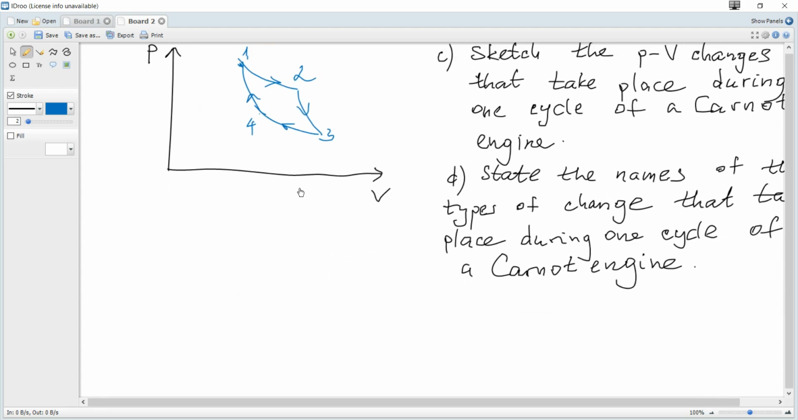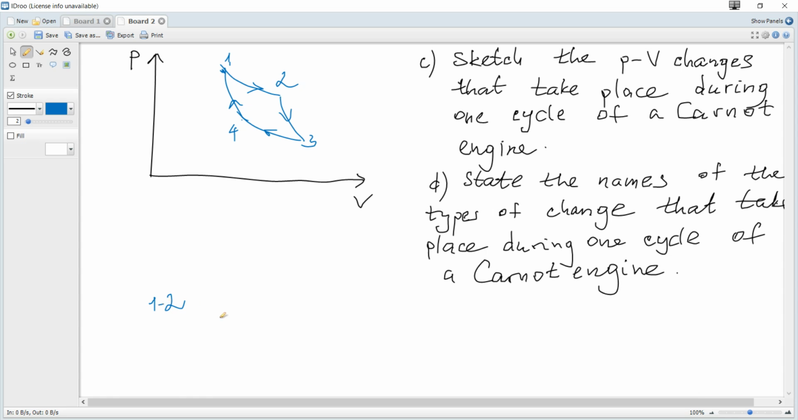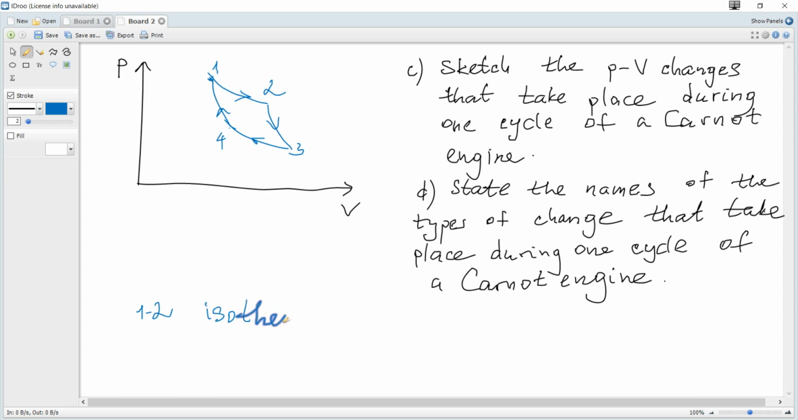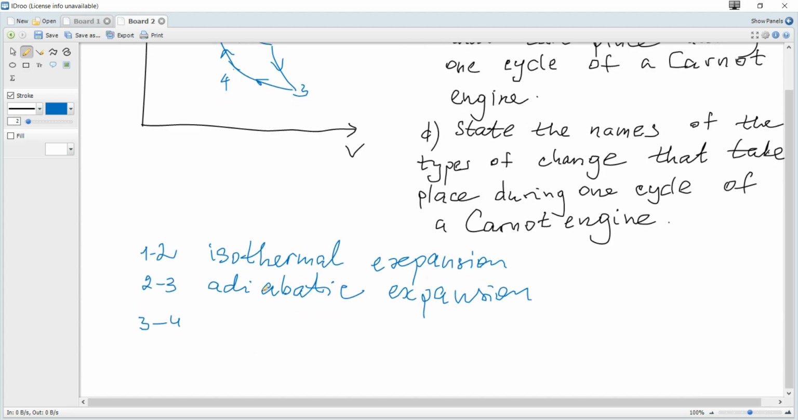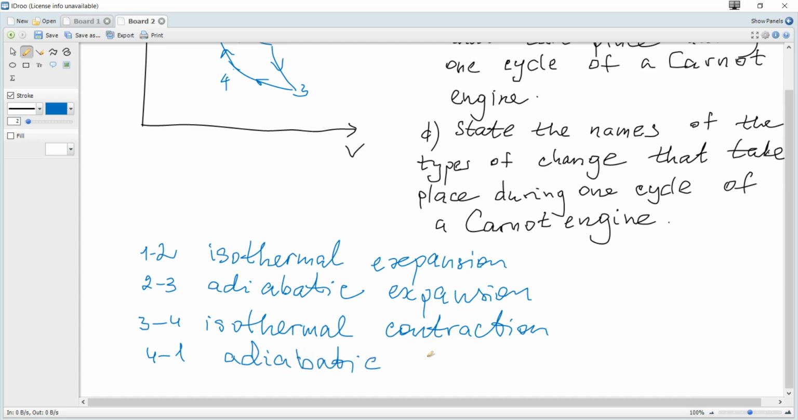And hence 1, 2, it's isothermal expansion because volume increases. 2, 3, so followed by adiabatic expansion, followed by 3, 4, it's isothermal contraction because volume decreases, and followed by 4, 1, it's again adiabatic but contraction.